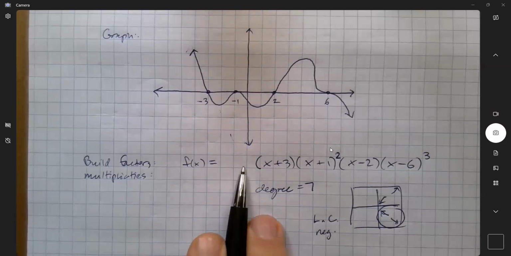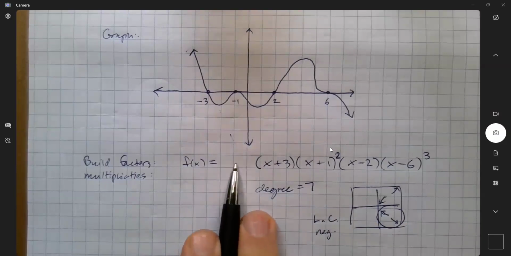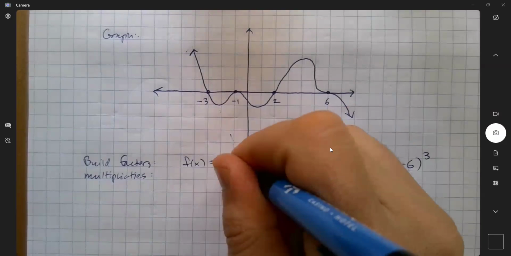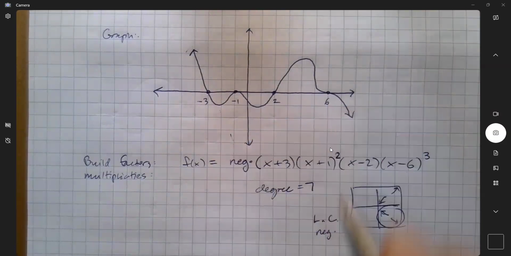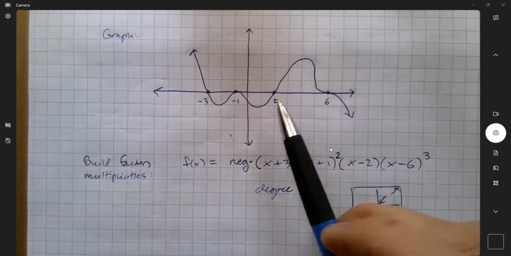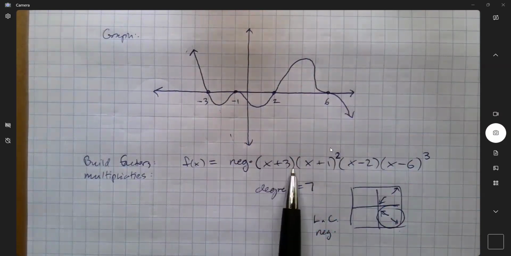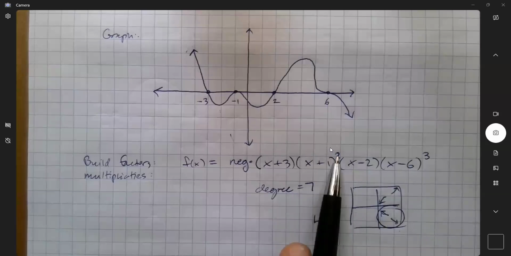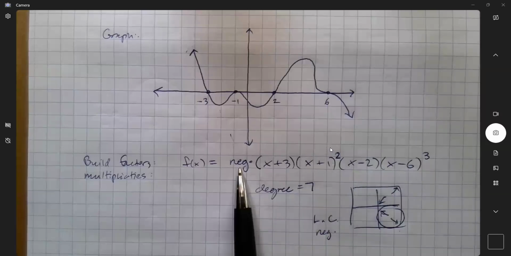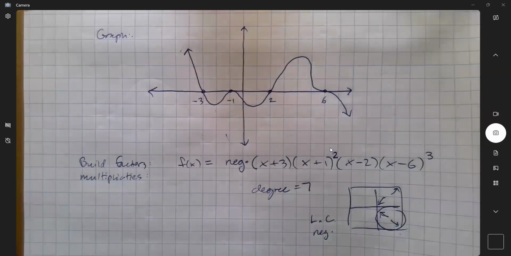So I don't know what that term is out front. I don't know what my leading coefficient is out front, but I know it's a negative number. So I'm just going to write NEG, negative. And that's good. That gives me a lot of information. I don't know what these different values are, but I certainly know that it has these different factors with the corresponding multiplicities and that the leading coefficient must be negative.